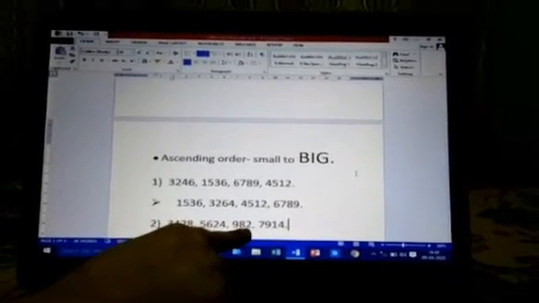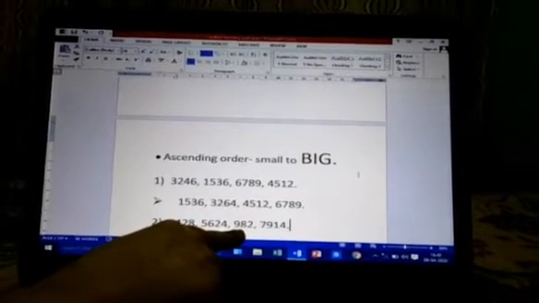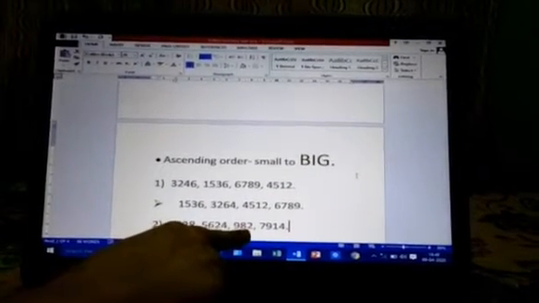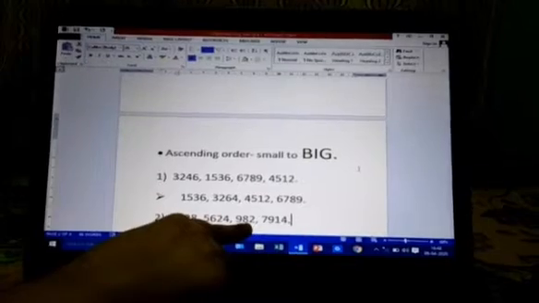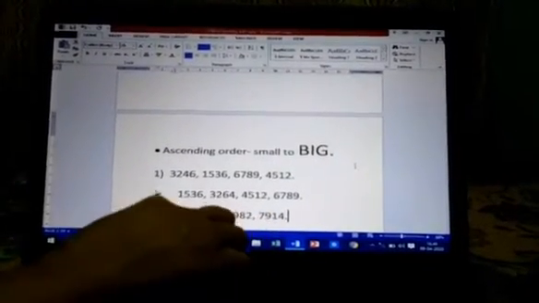So this is the smallest number because here 9 is on hundreds place. So the first number that we are going to write is 982. So this is our smallest number. Now let us compare between these 3 numbers which are having 4 digits.